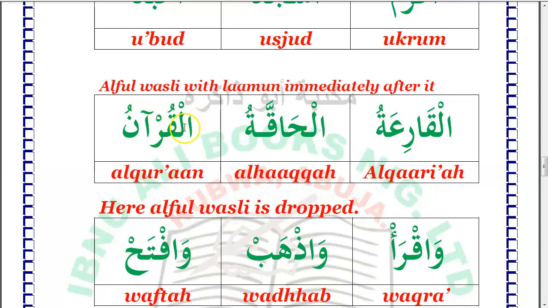Here is another one. Here is alif al-wasli at the beginning, and there is lamun immediately after it. This lamun is now telling us to give this alif fataha. We now read it as al-Qur'an. You will never hear ul-Qur'an or il-Qur'an. Rather, al-Qur'an.